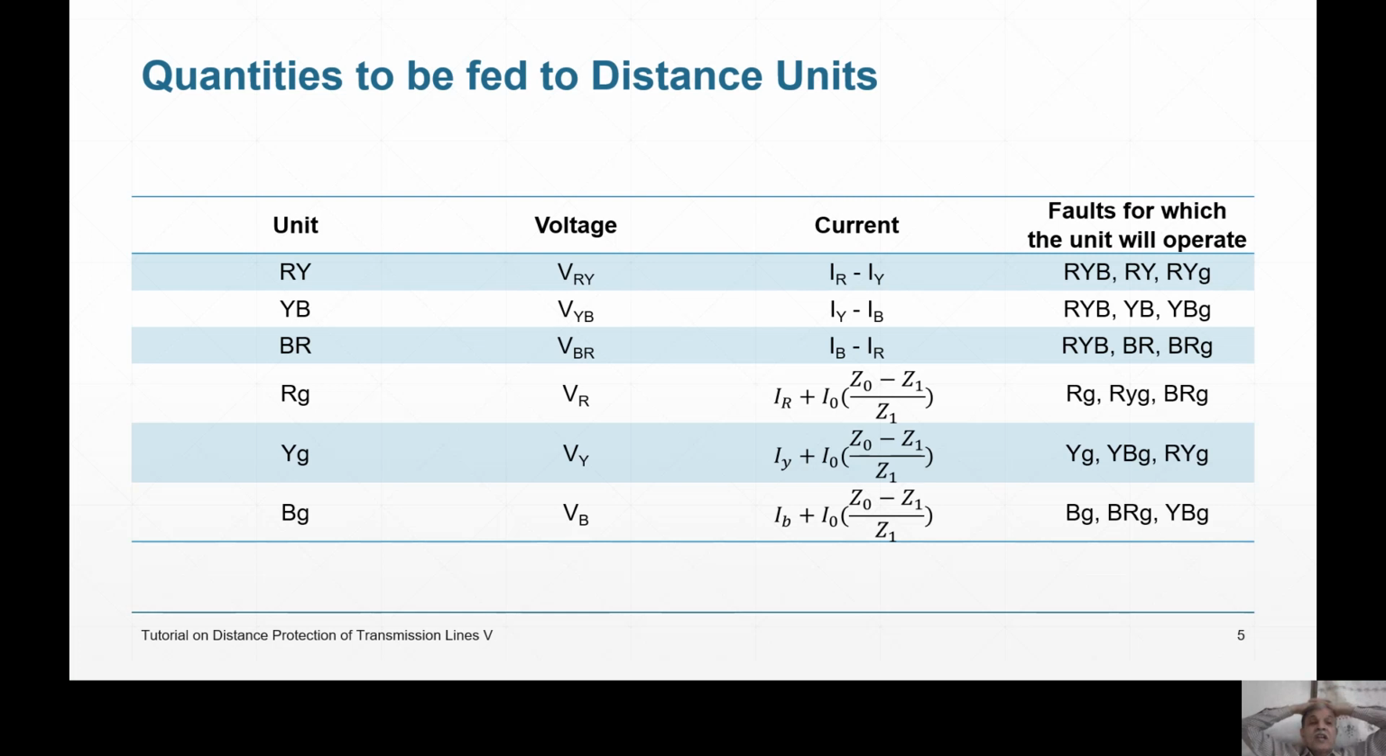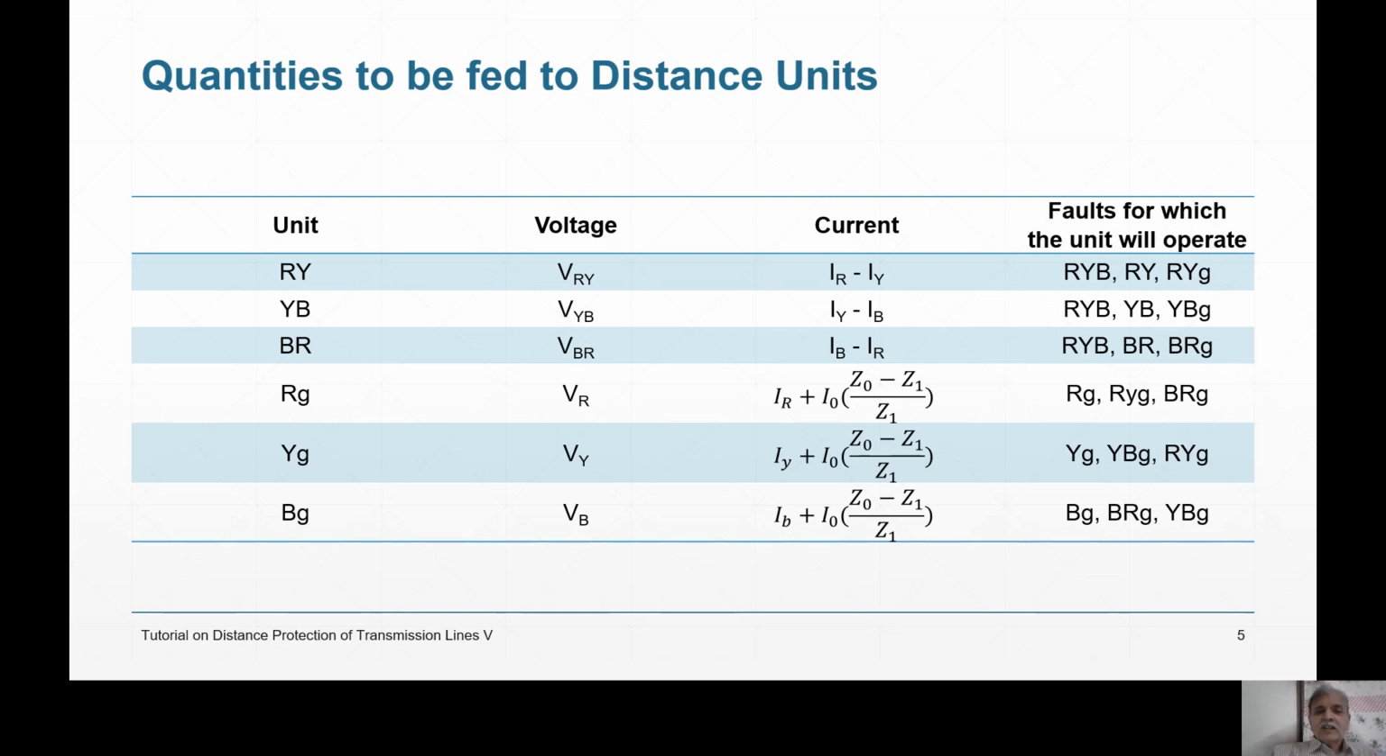I am telling non-switched because there is something like a switched distance scheme also, which we'll see afterwards. But in the non-switched scheme, which people used in earlier days, people used these 6 units. To the RY unit, you will feed VRY and IR minus IY. To the YB unit, you will feed VYB and IY minus IB. And to the BR unit, you will feed VBR and IB minus IR.